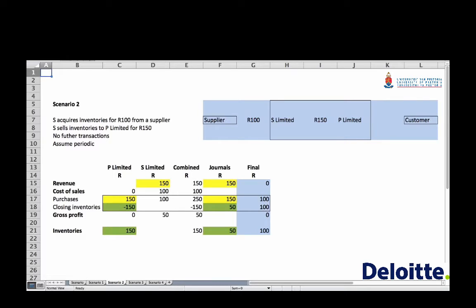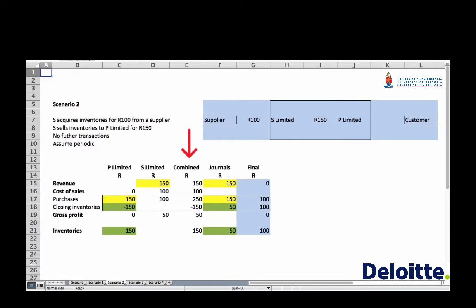Following our consolidation procedure now, we combine the parent plus the subsidiary. There you have revenue of 150 coming from S. You have the cost of sales coming from S of 100. The purchases being made up of the purchases of the parent and the subsidiary being 250. The closing inventories coming through from the parent of 150. And the gross profit coming through from the subsidiary at 50 and the inventories coming through from the parent at 150.